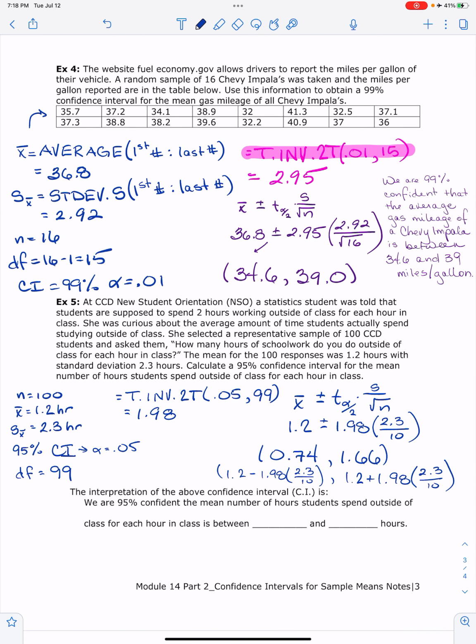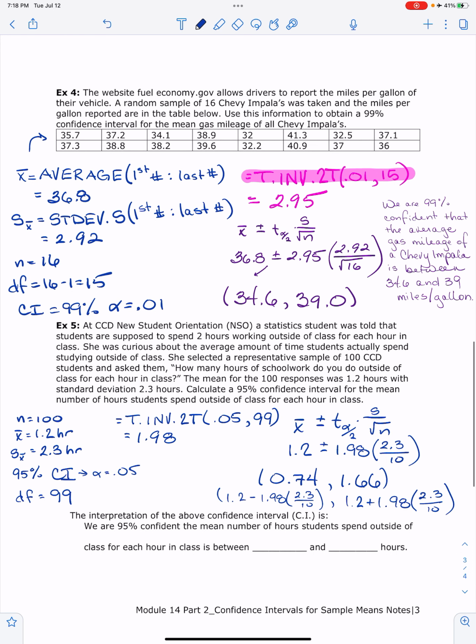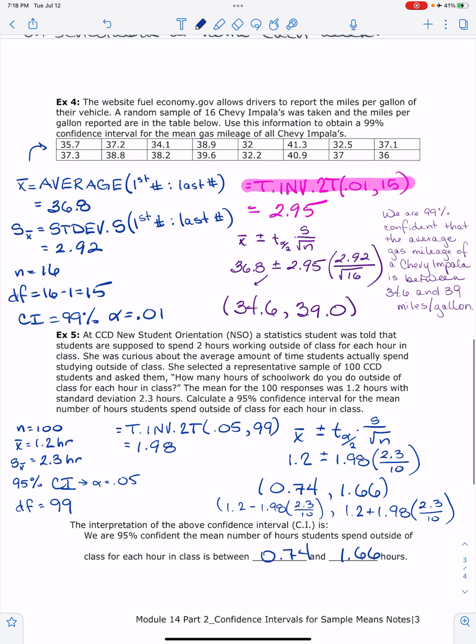So to interpret that confidence interval, we are 95% confident that the mean number of hours students spend outside of class for each hour in class is between 0.74 and 1.66 hours. Still below the 2-hour recommendation.